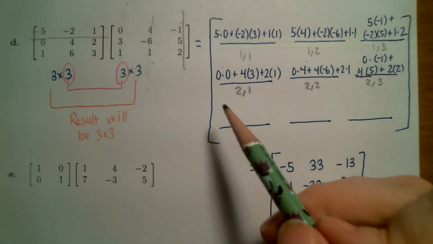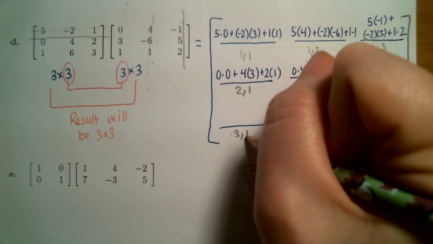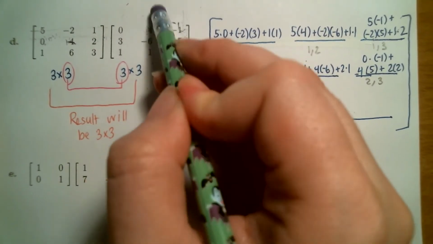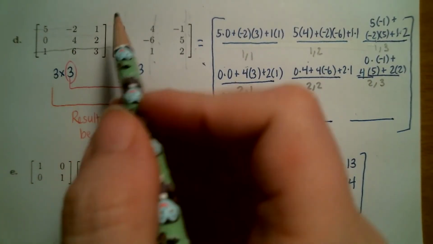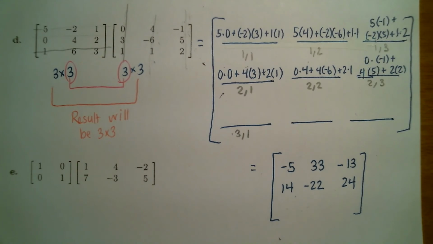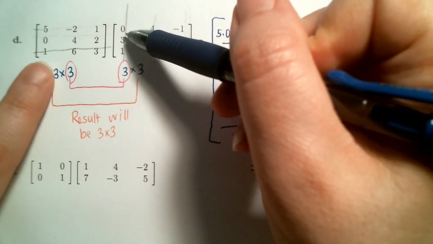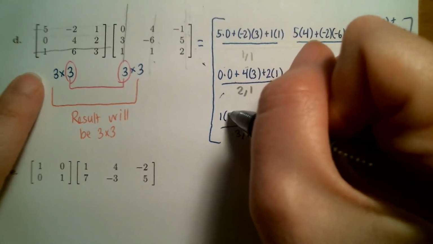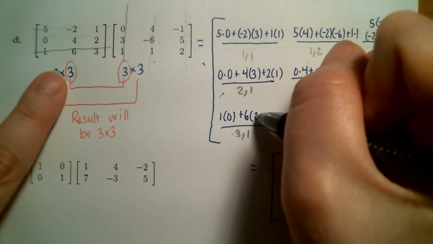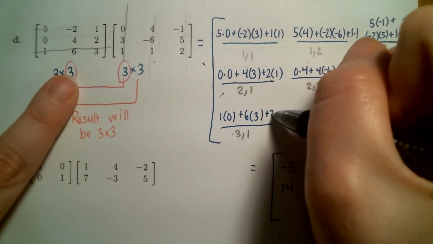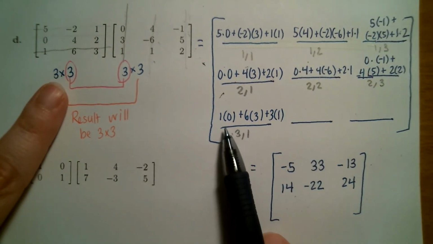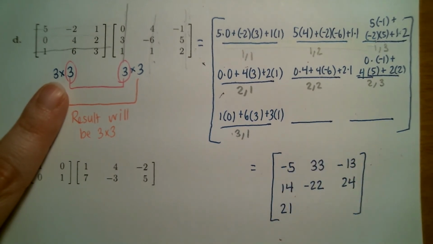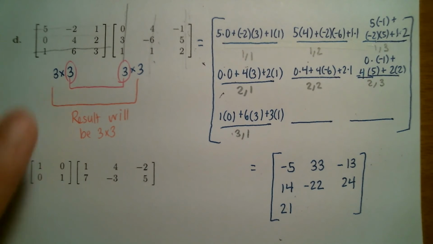All right, in this position, this is the third row, first column. So now we're going to do the dot product. Let's change these up here. We're doing the dot product of the third row, first column. So it's going to be 1 times 0 plus 6 times 3 plus 3 times 1. Let's write it down. So 1 times 0 plus 6 times 3 plus 3 times 1. So simplify, this is going to give us 0 plus 18 plus 3 is 21 in this position. All right, so moving on.